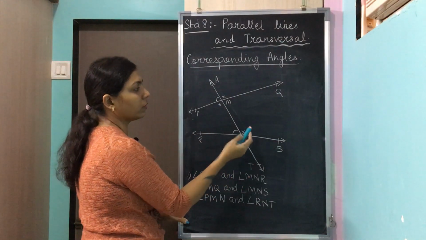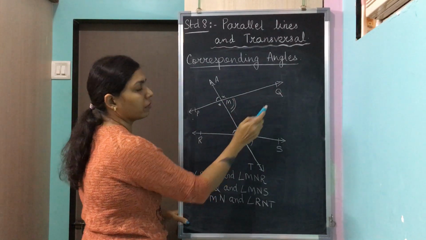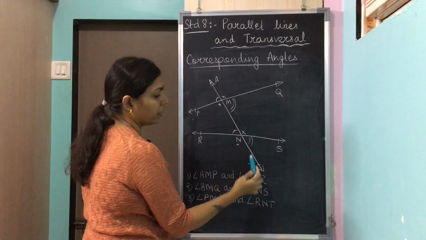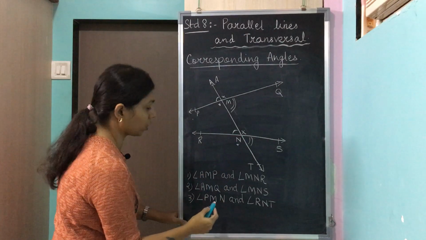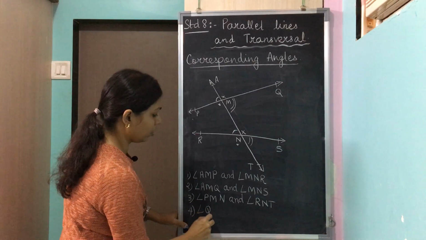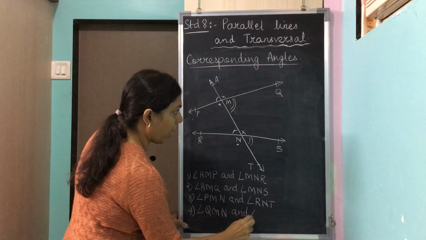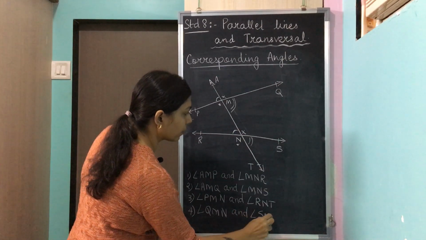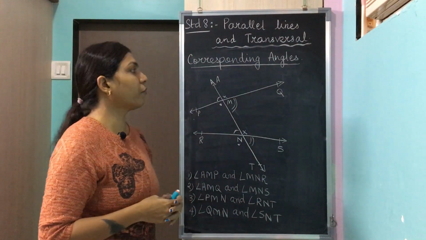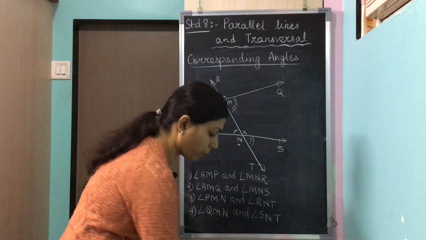And finally we move on to this side where we have this particular angle and this particular angle, which is angle QMN and angle SNT. Both of them are lying in the same position. So the fourth pair of corresponding angles over here is angle QMN and angle SNT. Okay, so whenever we draw a transversal, we get four pairs of corresponding angles. I'll just show you the pairs one by one.